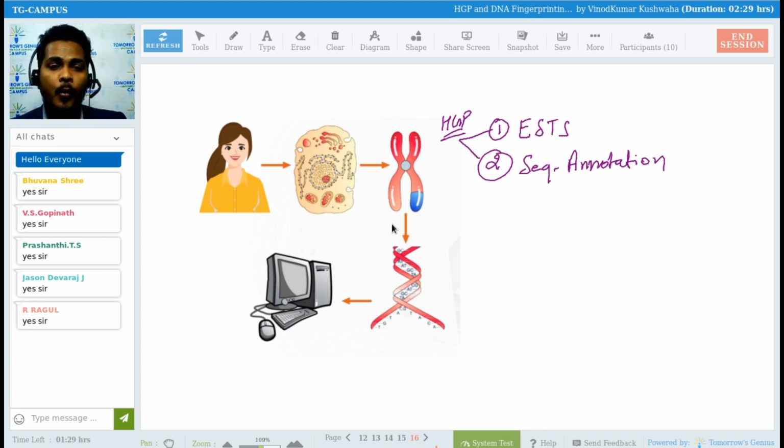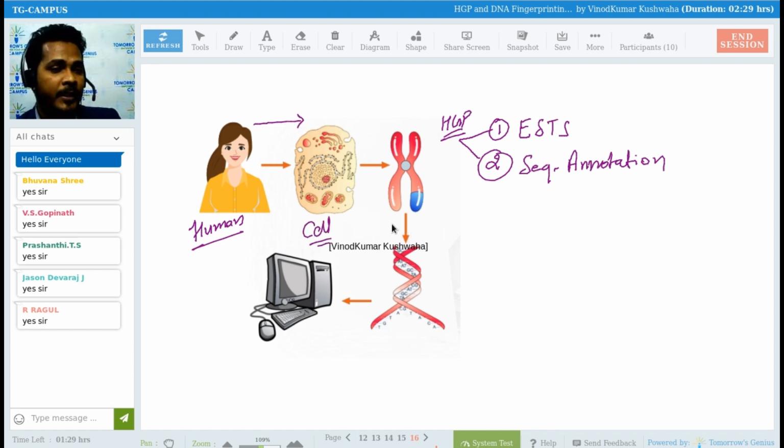You can see the whole DNA of the cell is isolated. Here, this is a human being. Any human, just consider this is a human. I'm not writing male or female. This is one particular organism. In that organism, a cell is extracted. So this is a cell, yes or no? So the cell is extracted from the organism. Clear?